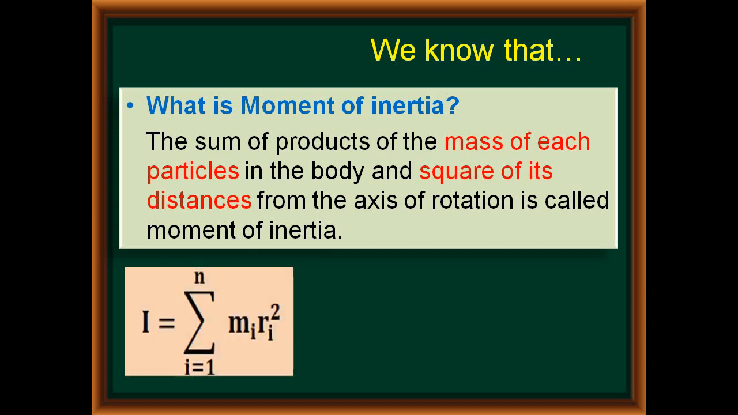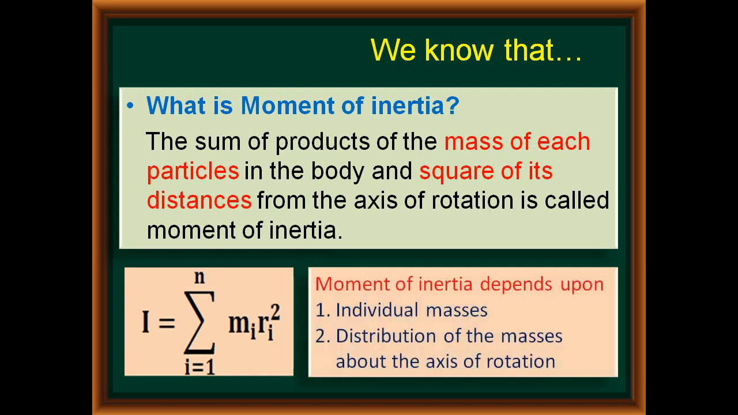This moment of inertia can be mathematically represented as I equal to summation of m_i r_i square, where i equal to 1 to n. This moment of inertia depends upon the individual masses which are situated in the rotating body and the distribution of the masses about the axis of rotation.